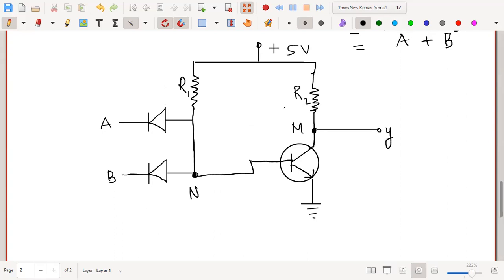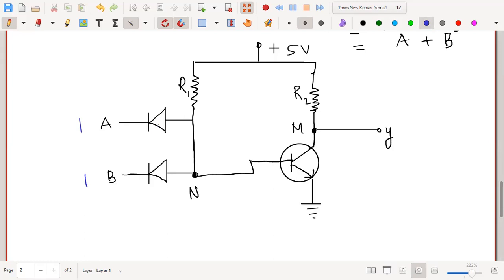We already know that when both the inputs are high, the output should be low, isn't it? As per the truth table of the NAND gate, when both the inputs are high, the output should be low. So let us see what happens when both the inputs are high. I'm going to use a different color here. I'm giving high, 1, here.